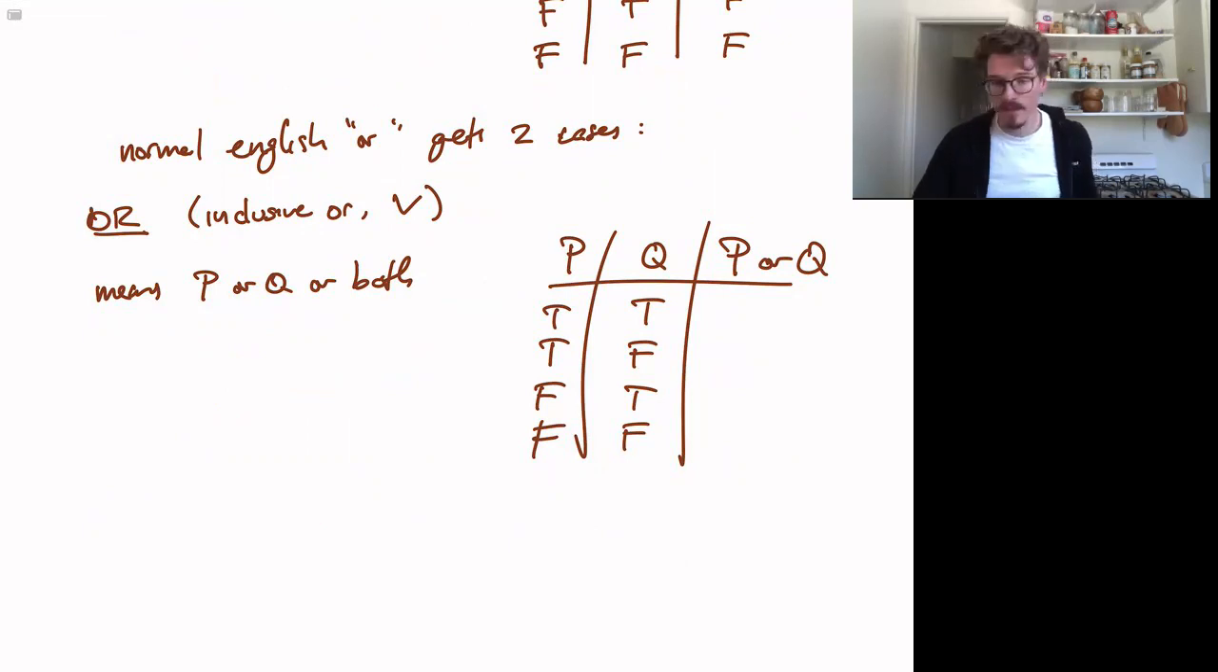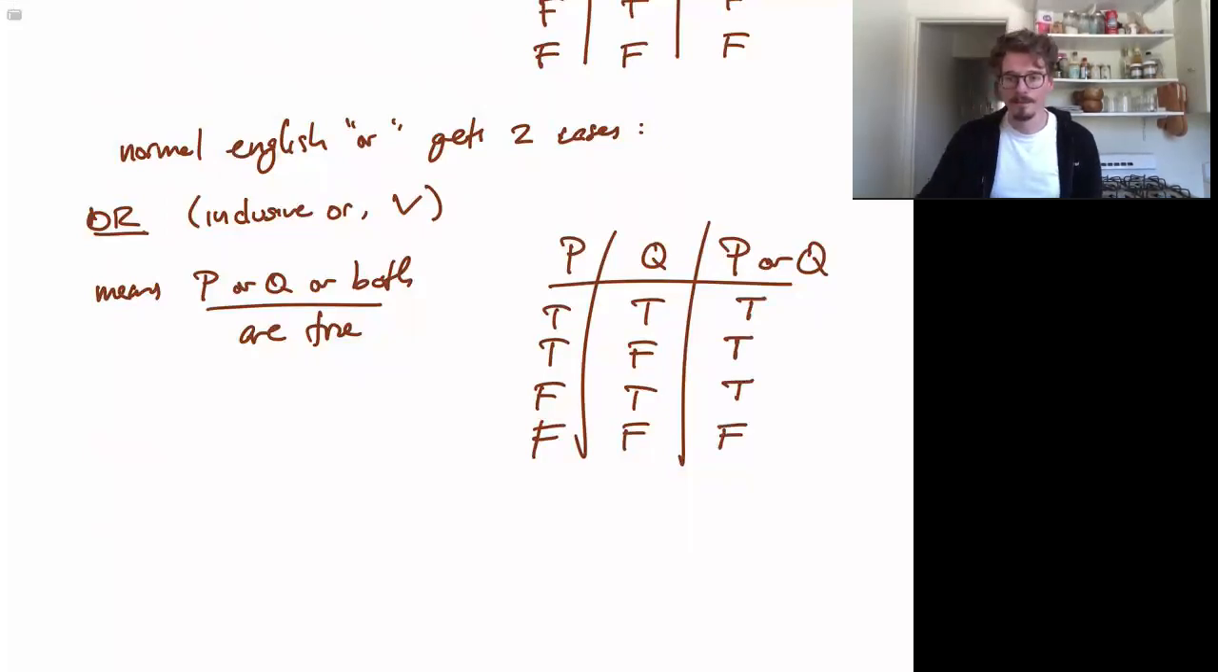Right, so let's fill in this truth table for or. So P or Q, so again, this is what it means. P or Q or both are true. Maybe I should write it like that. So where are the cases where P or Q or both are true? Well, here they're both true. Here P is true. Here Q is true. And this is the only time where they're not. So that is how that one works.